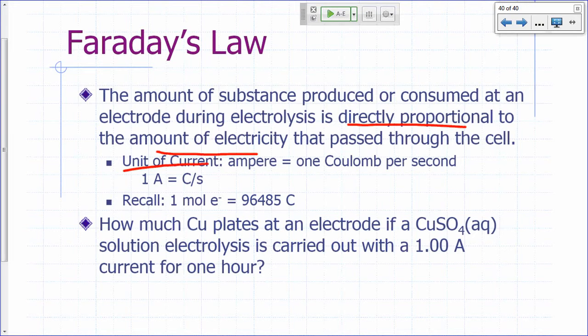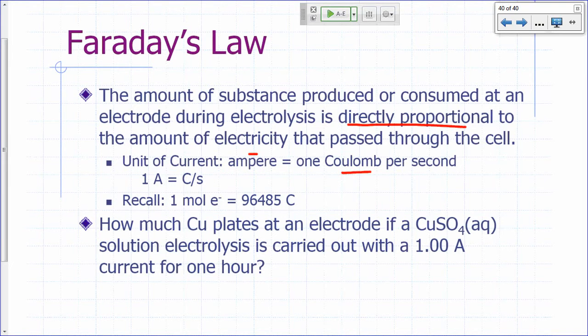So the unit of current, as we said before, is an ampere. An ampere is 1 coulomb per second. And if you recall, the Faraday is 96,500 coulombs per mole of electrons. The more precise number is 96,485 if you want more sig figs. So let's apply that to this question right here.